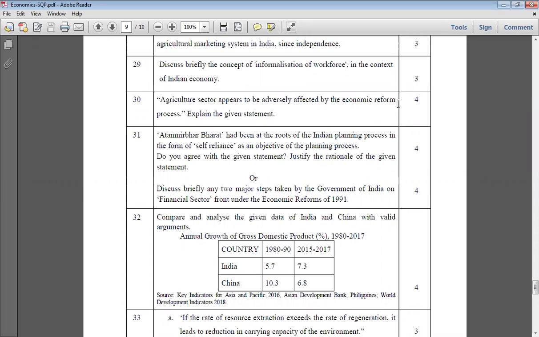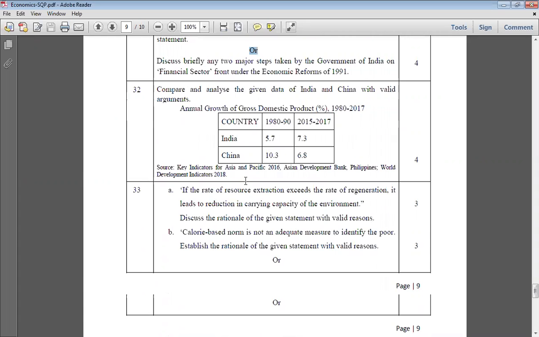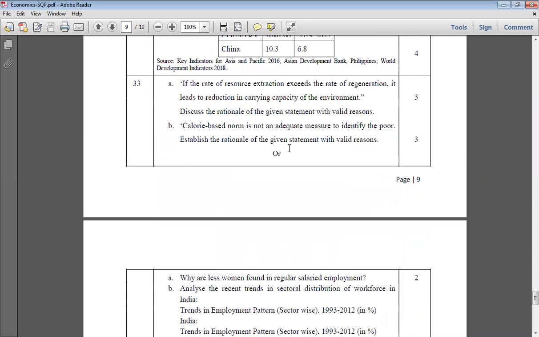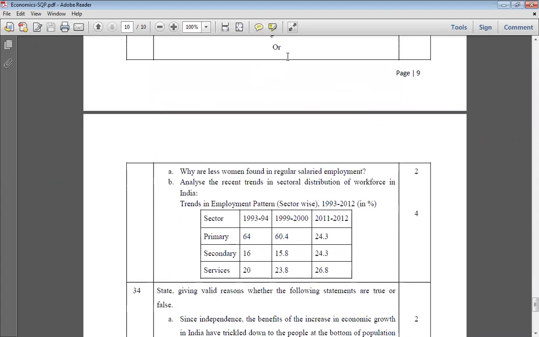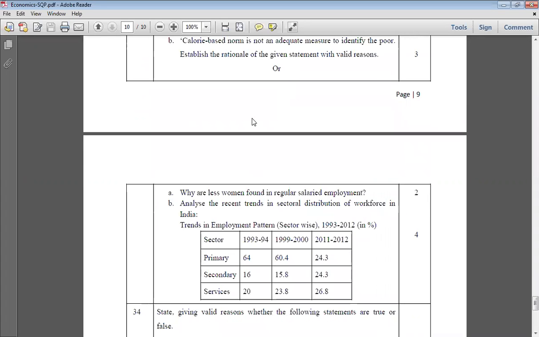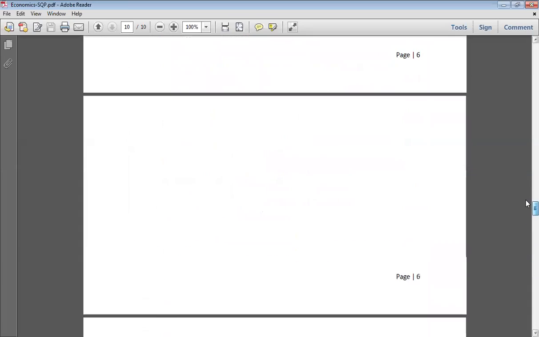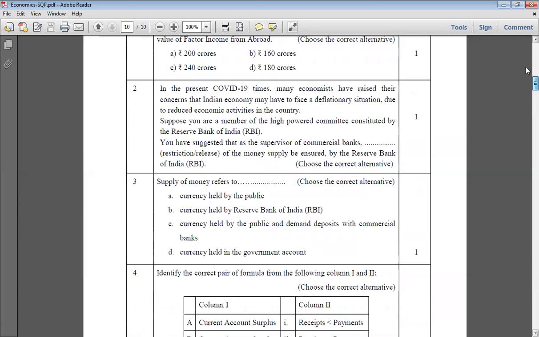Then 3 4-mark questions, among the three you will get one either-or choice, then 2 6-mark questions. Among these two you will get one either-or choice. This is how your board examination paper looks like, your economics board examination paper. This is the 2021 sample paper.